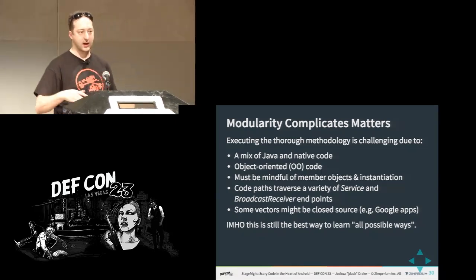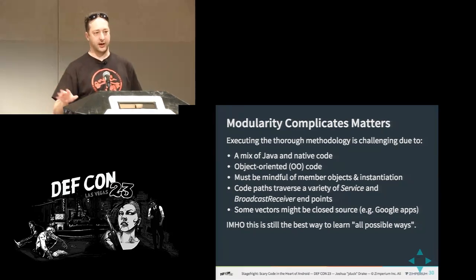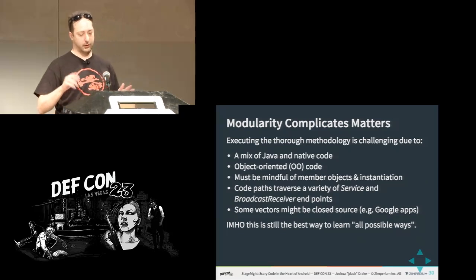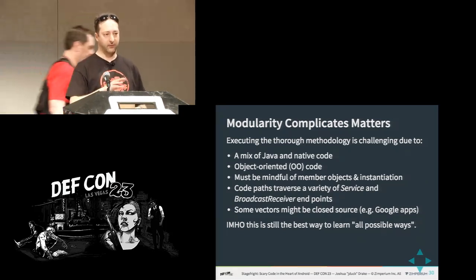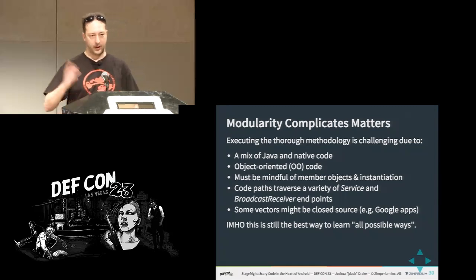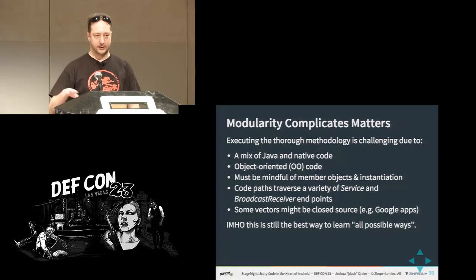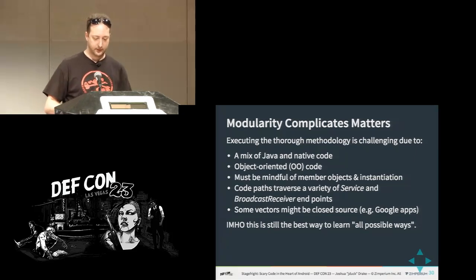All right, so the other thing is there's a lot of object-oriented code. We mentioned C++. We mentioned Java. So oftentimes when you're auditing code paths or trying to understand the code, you have to remember the member functions and variables and all these crazy classes. So again, more files to have open. You have to be careful about object instantiation and lifetimes and things like that.